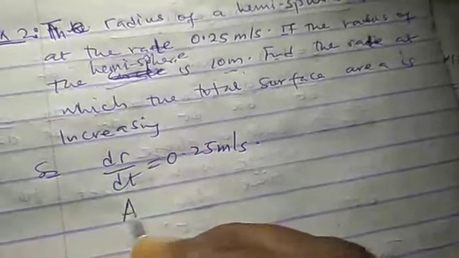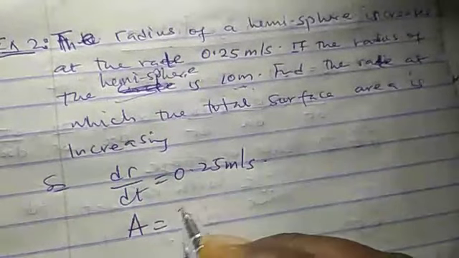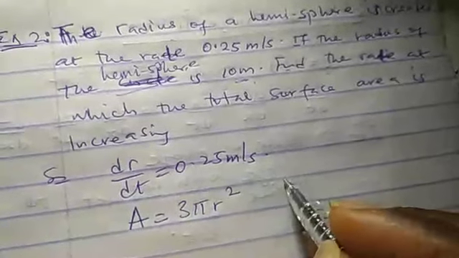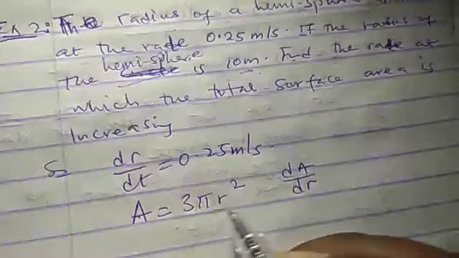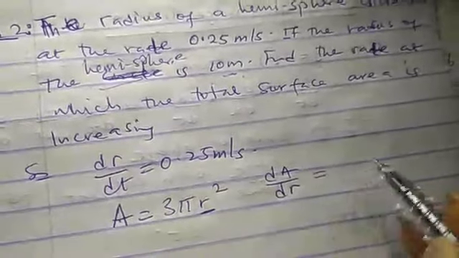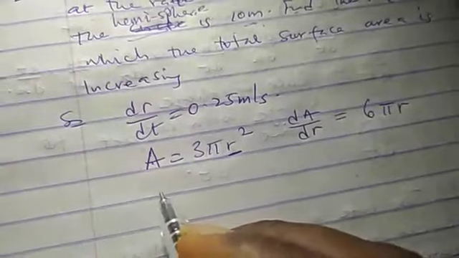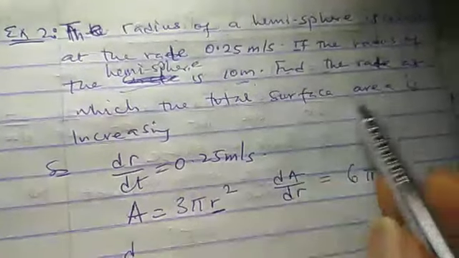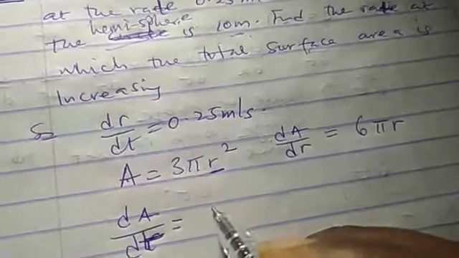Let us first write the total surface area, or simply area. The total surface area of a hemisphere is given as 3πr squared. Then we need to differentiate A with respect to r, because A is a function of r. dA/dr will now be 6πr. So finally, I can now find, because we have to find the rate at which the surface area is increasing. That is dA/dt, because that rate simply means over dt.